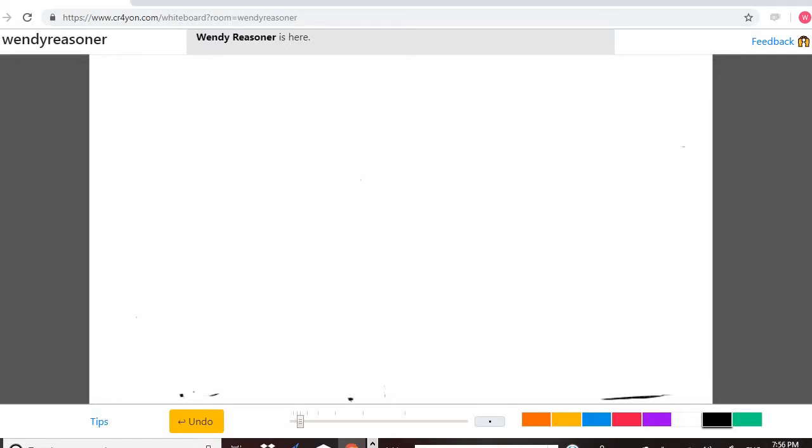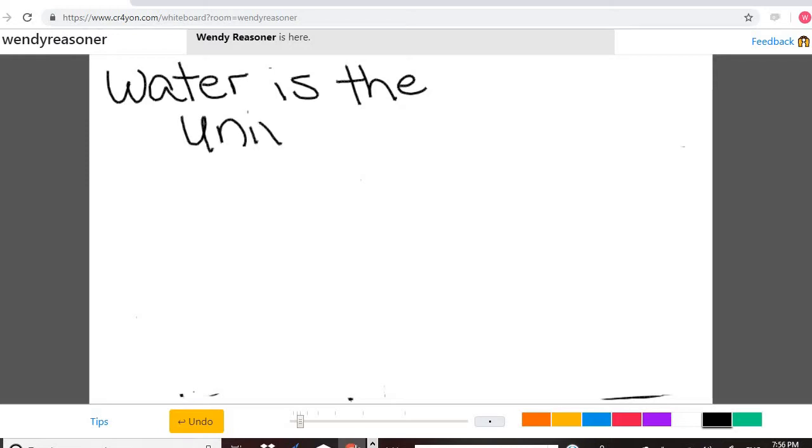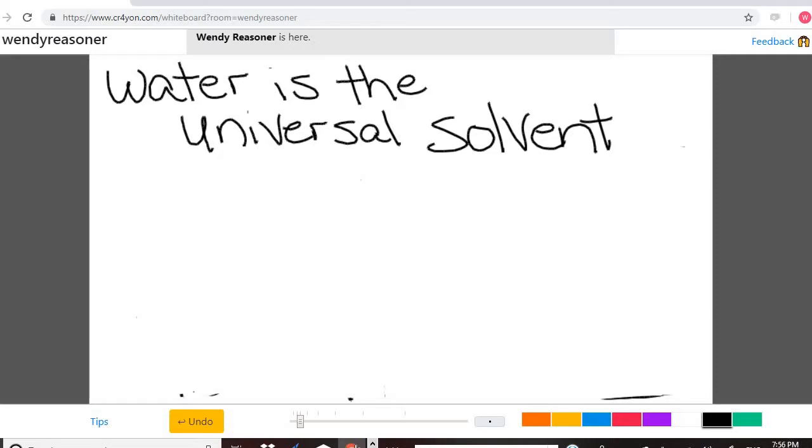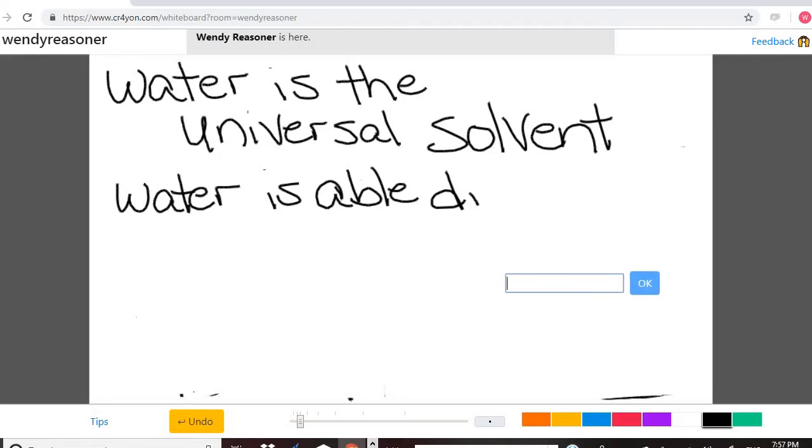Okay, another quality of water that we need to talk about is that water is a solvent. In fact, we call water the universal solvent. And a solvent is something that can dissolve something else. So water is able to dissolve a lot of substances. So that's why we call it the universal solvent.